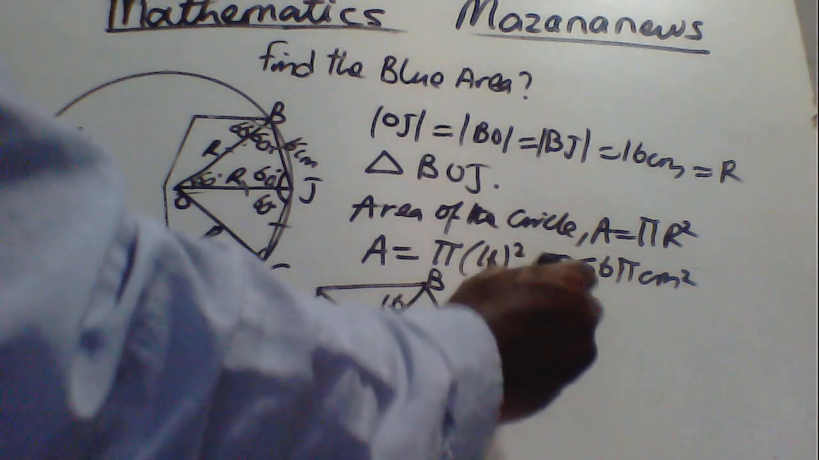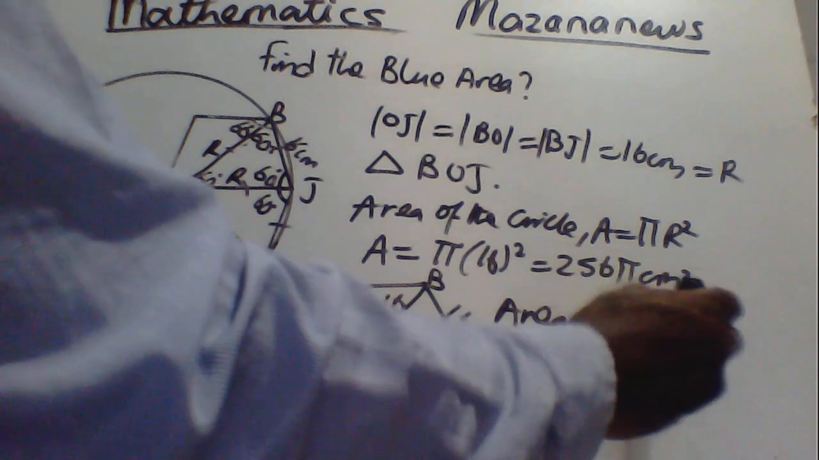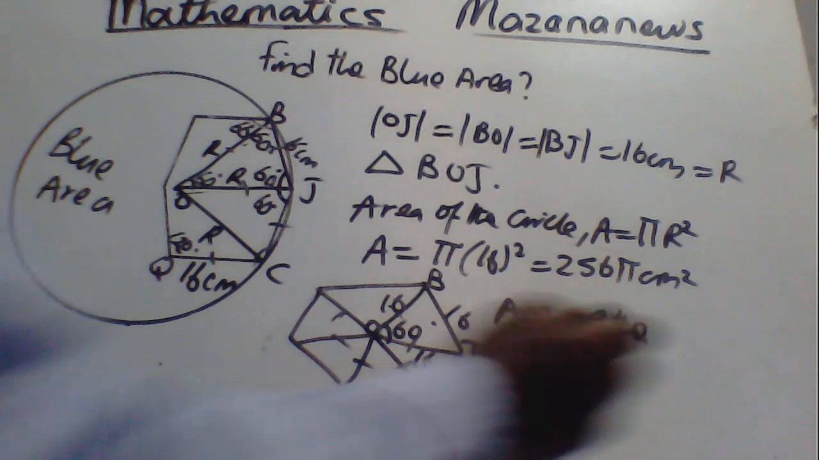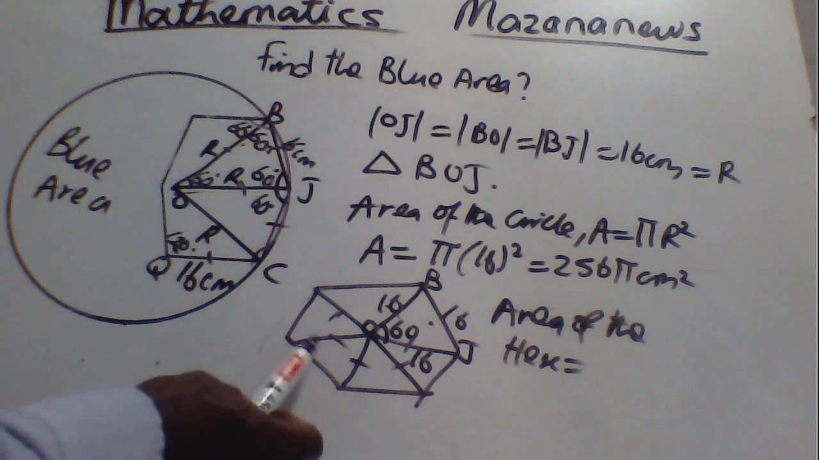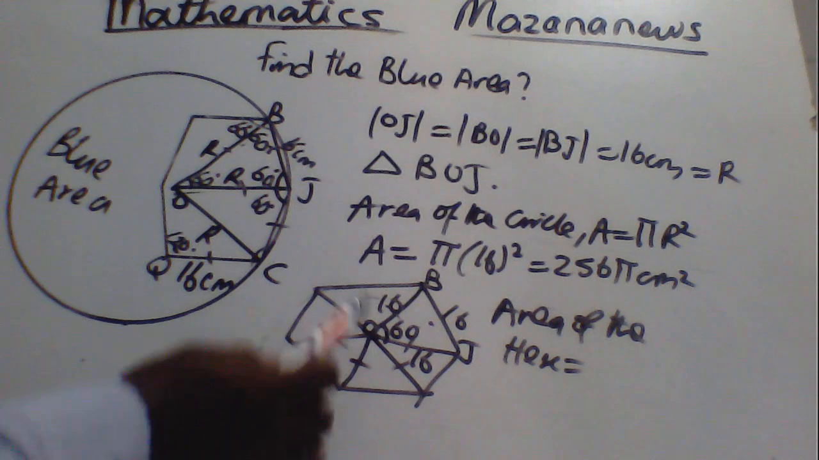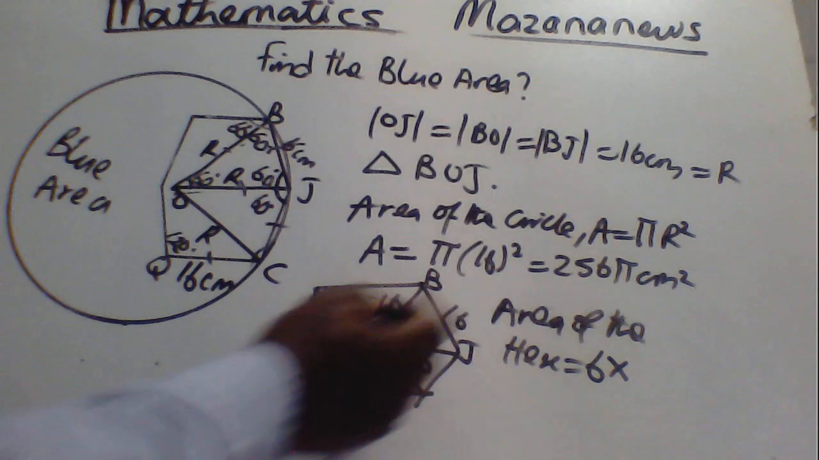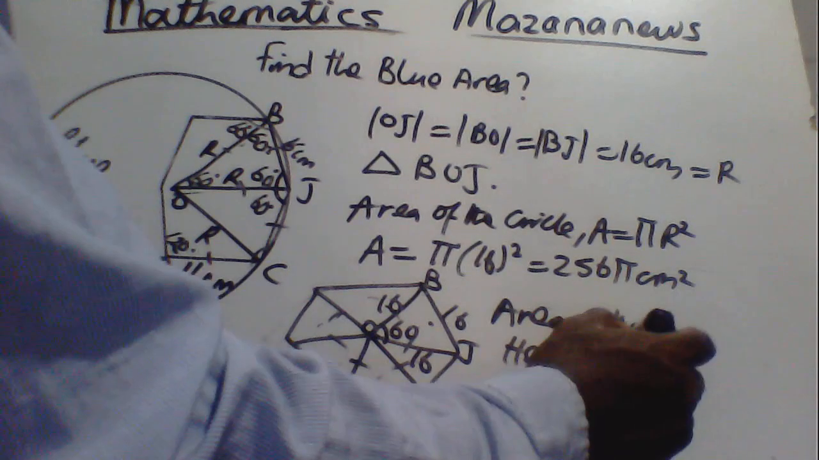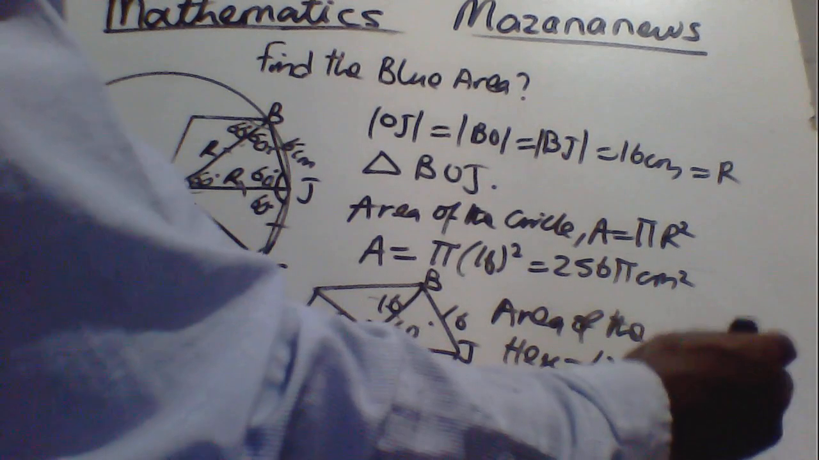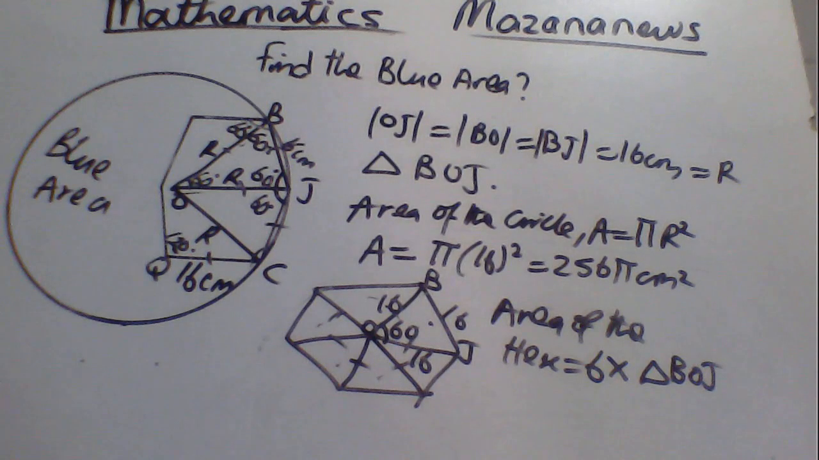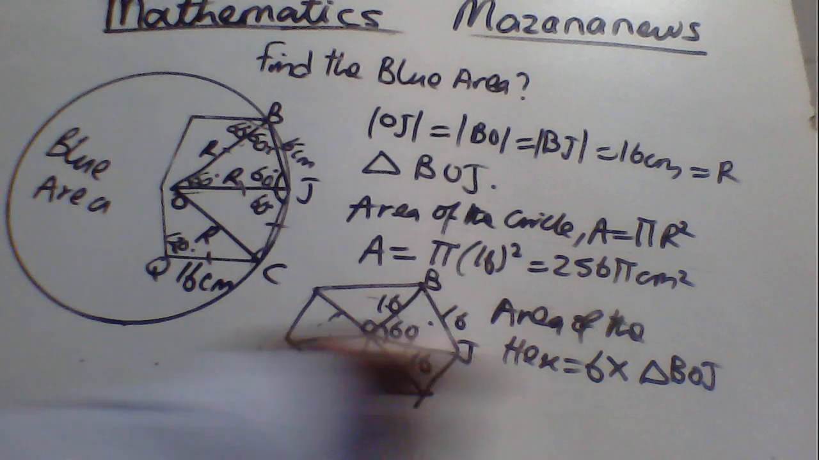So area of the hexagon is equals to what? How many triangles do we have? 1, 2, 3, 4, 5, 6. 6 triangles is equals to 6 times what? Area of one of the triangles. Area of triangle BOJ. Is it not very easy? So area of the hexagon is equals to 6 times area of one of the triangles, since in this case is BOJ, since the triangles are all equal.